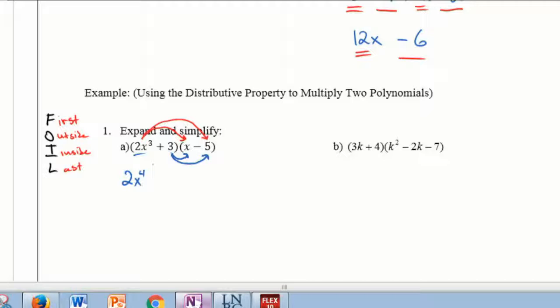That was my first multiplied. My outside terms are going to be the 2x cubed and the 5. So we're going to have 2 times negative 5 is negative 10 x cubed. And then my inside terms are my 3 and my x. So I'm going to get 3x. And then the L is last. I'm going to take my last terms, the 3 and the negative 5, which gives me negative 15.